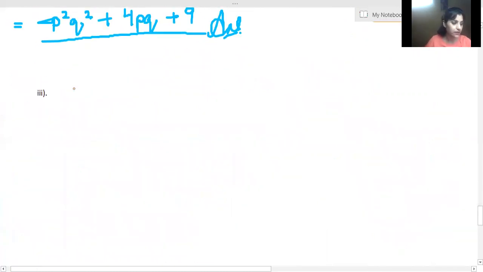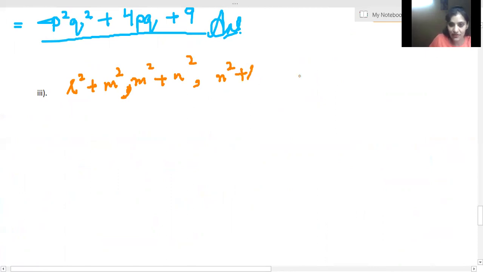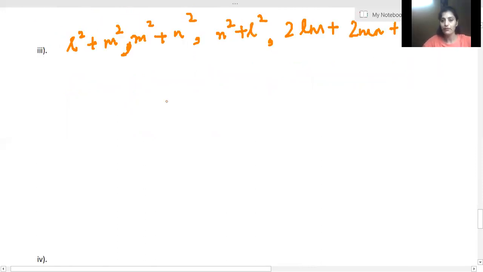Okay, the next part is going to be done by you guys. It is L square plus M square, comma, M square plus N square, comma, N square plus L square, and 2lm plus 2mn plus 2nl, right? Now kindly do this.